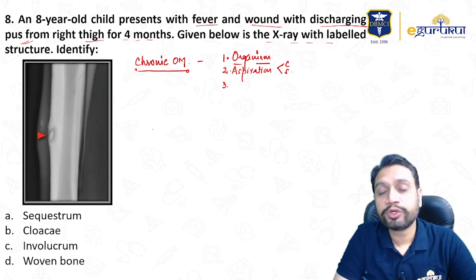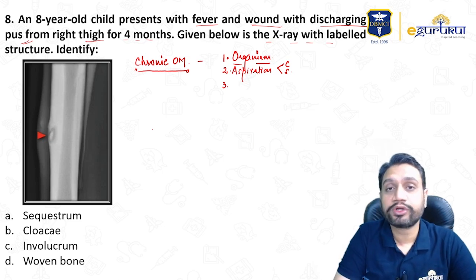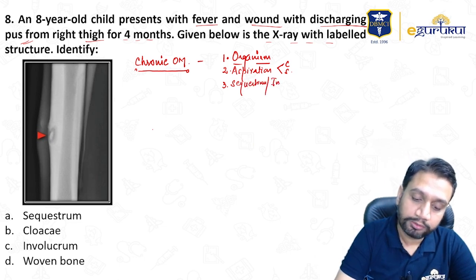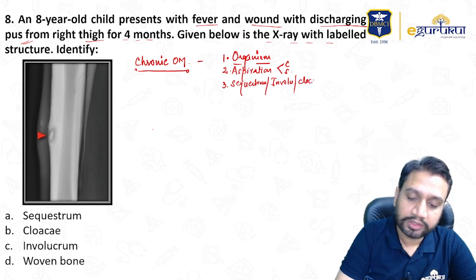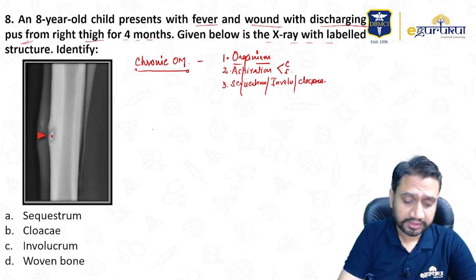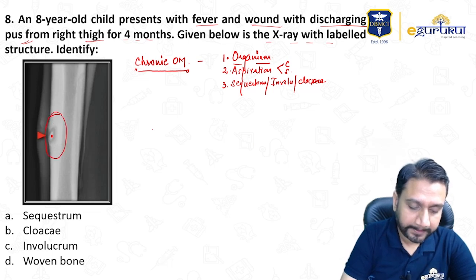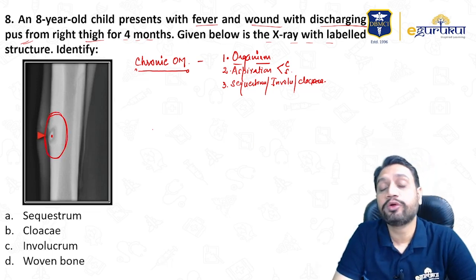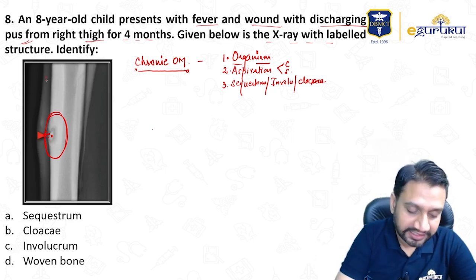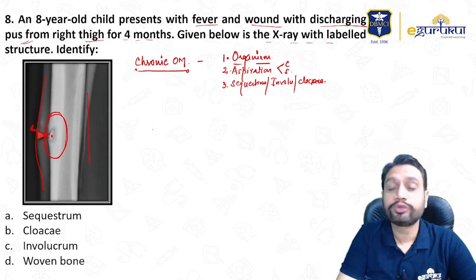Number 3, I want you to remember that in chronic osteomyelitis, every bit of detail about how the sequestrum looks, how the involucrum looks, how the cloaca looks. This is the dead body, sequestrum. All the whiteness around the dead body will be known as the involucrum. Cloaca will be an opening in the involucrum, and sinus will be an opening into the skin. So these are the 4 things I want you to remember.